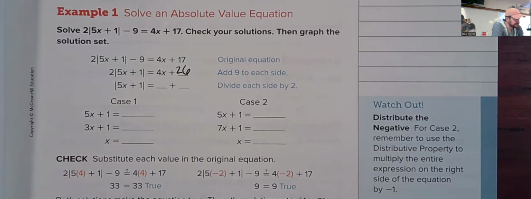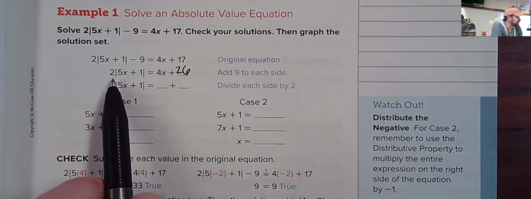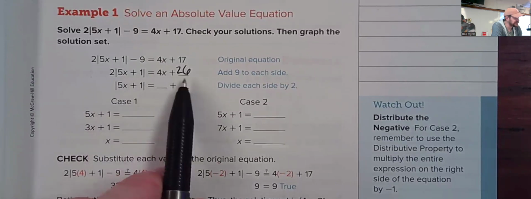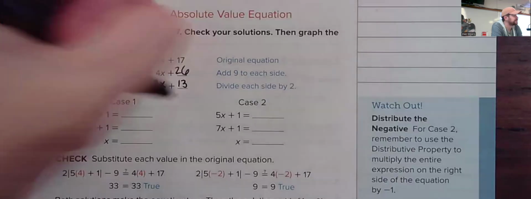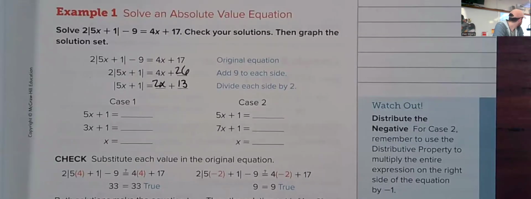Once you do that, we have to get rid of the multiplication of 2 here. You cannot distribute into absolute value, which means you have to divide both sides by 2 to get rid of the multiplication of 2, which means we divide both of these by 2. 4 divided by 2 is 2, so that's 2x. 26 divided by 2 is 13. So far we've done 2 things. We've added 9, we've divided by 2. Okay.